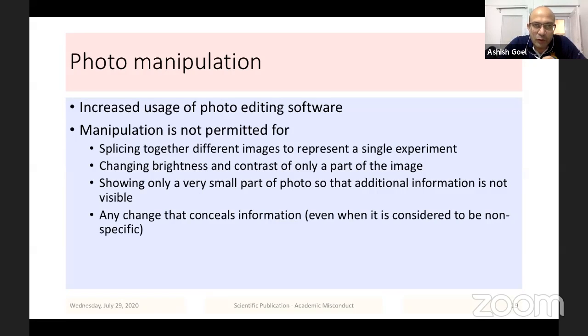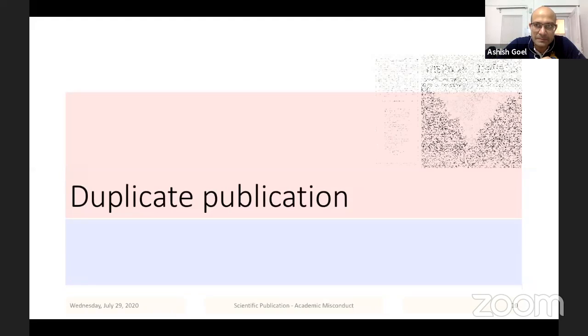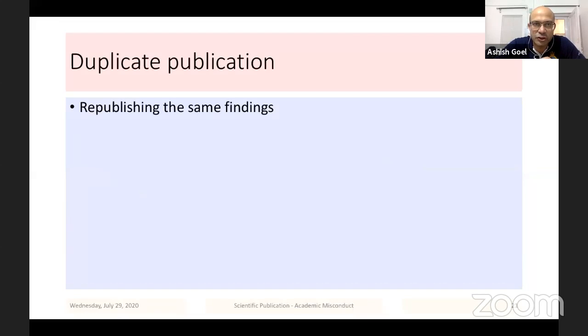If you are showing only a very small part of the photo so that additional information is not visible, that is not acceptable. Any change that conceals information, even when it is considered to be non-specific, is not acceptable in many journals. So please be careful while you are taking pictures of clinical material for presentation or for use in your articles. A word on duplicate publications.